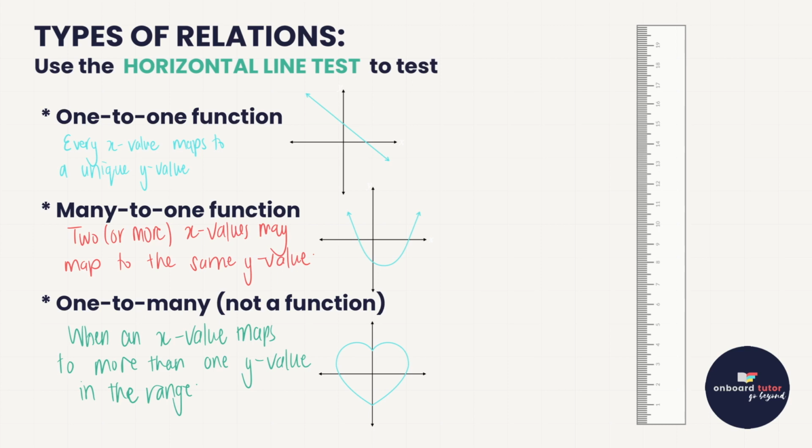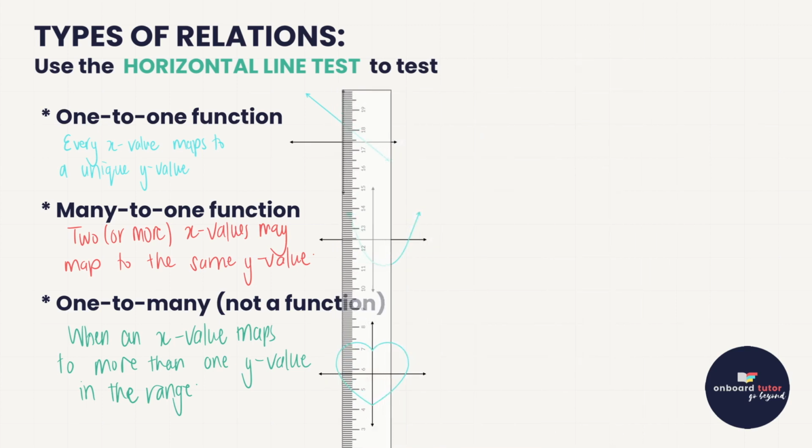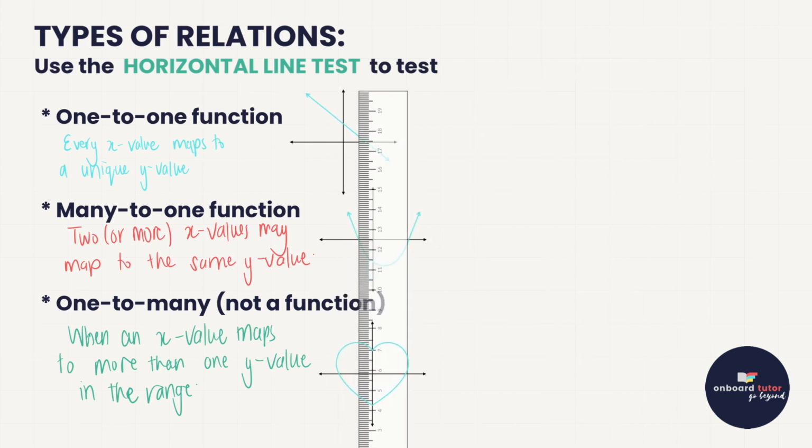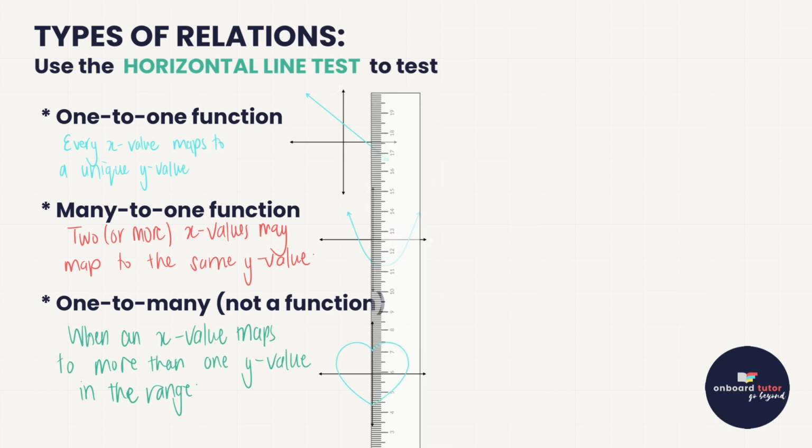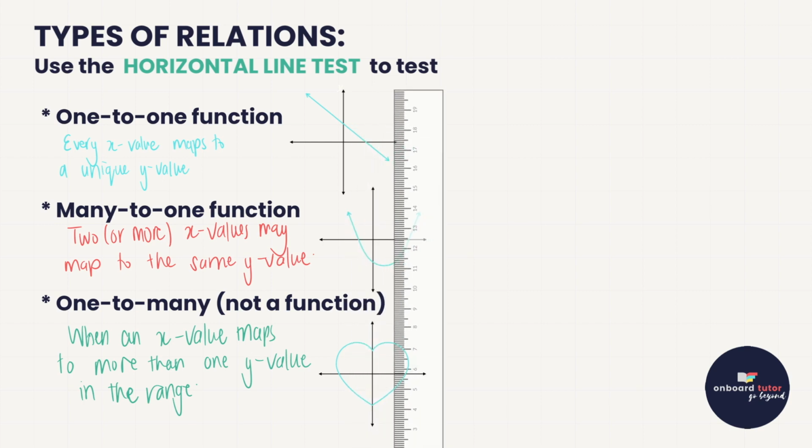Finally, we can look at this last type of relation, a one-to-many. Okay, and this is not a function, so be careful. Why is it not a function? Well, how do we test a function? We do the vertical line test. So if we have a look at this one, and believe it or not, this is actually a mathematical graph. You can get the equation of a heart. It's very cool. But what you'll notice is because it's cutting the ruler more than once on this vertical line test, it's definitely not a function.